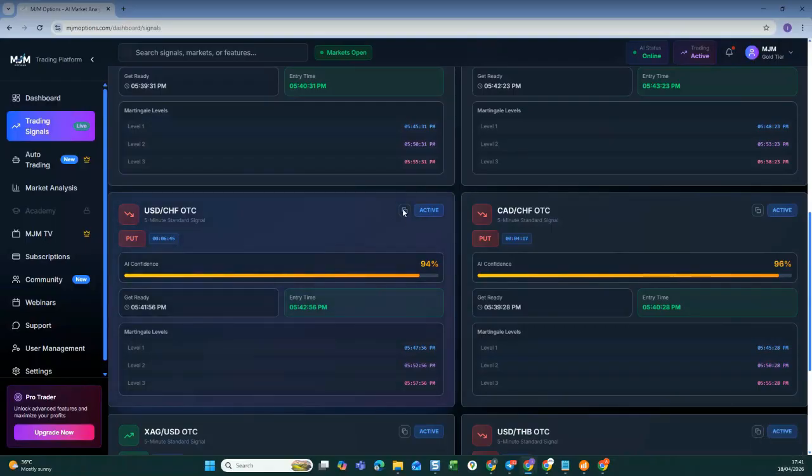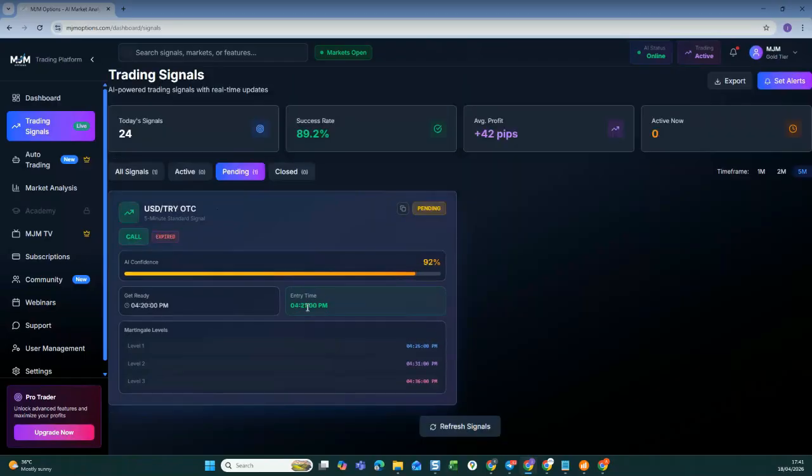So now what do you do? You just copy this signal, and if you tell your signal to copy to clipboard, you paste it somewhere else, maybe in your notes. Then you study the entry time. You type in the pair USD CHF. You wait for this entry time, and you place your signal. That's basically how it is. So that is how to use the pending.